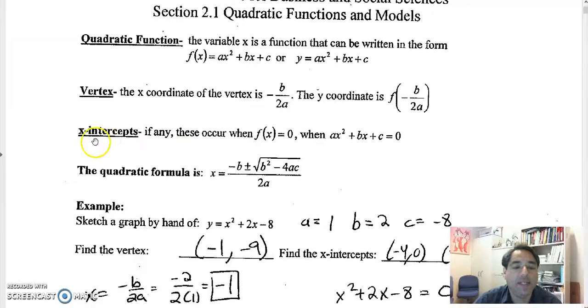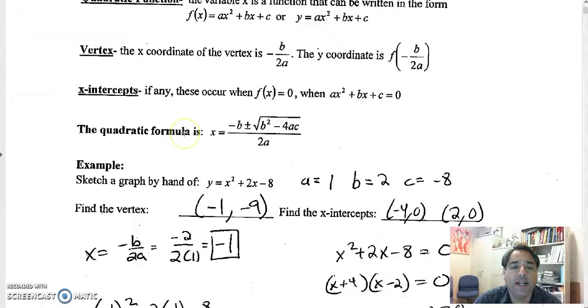The x-intercepts are where the graph crosses the x-axis, and that's when you set the equation equal to 0. But you can also find them using the quadratic formula, which you remember is negative b plus or minus the square root of b squared minus 4ac all over 2a. That gives you your x, and then you can find out where it crosses the x-axis.